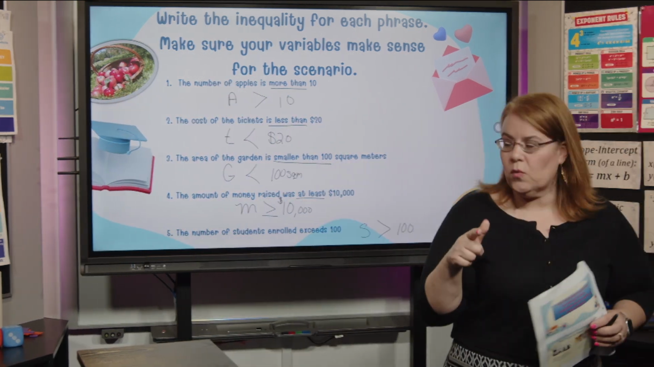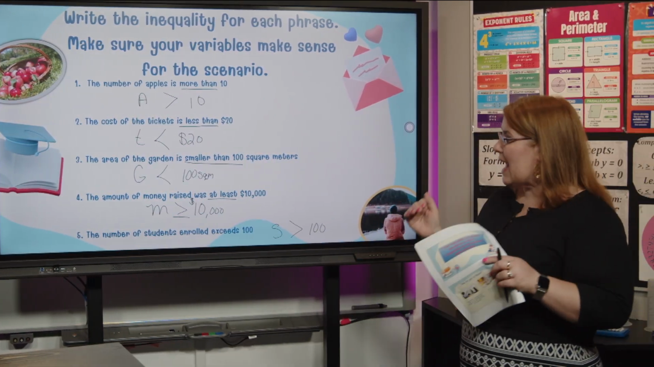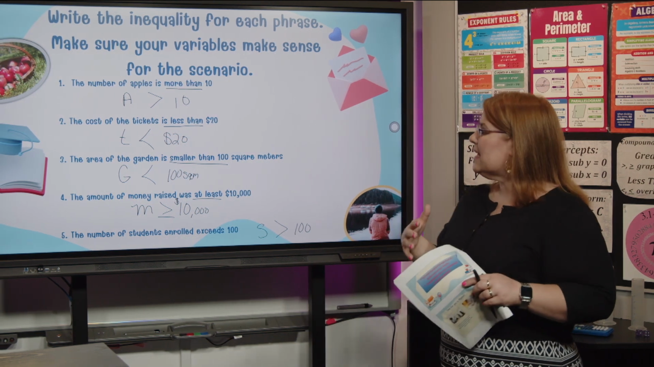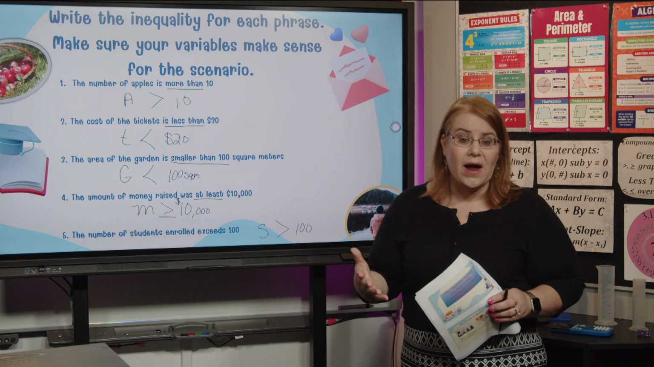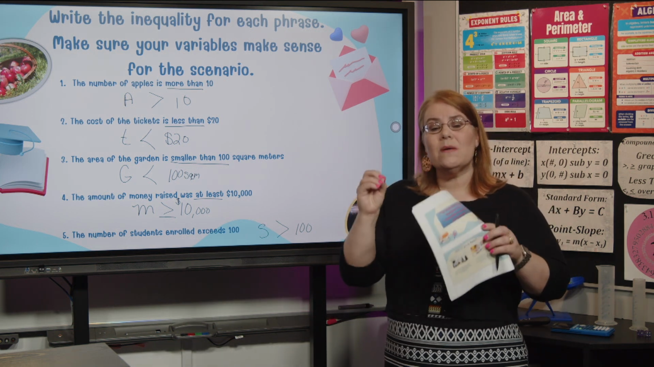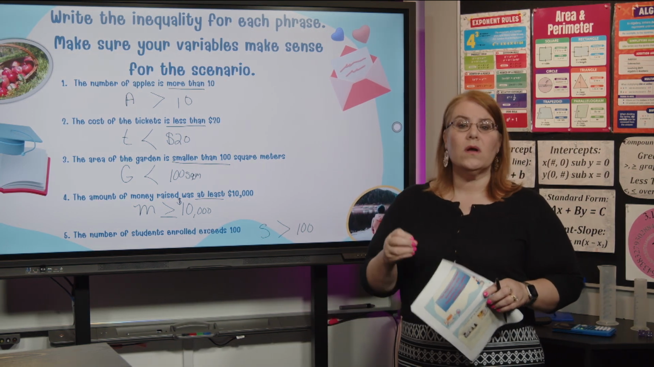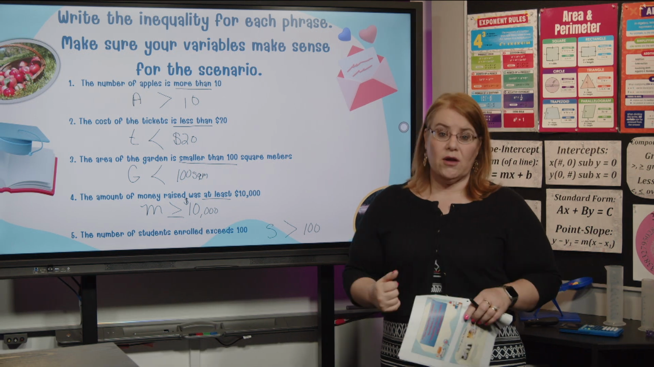Compare my work to your work. See if we used the same inequality symbols. Well, Ms. Killen, I didn't necessarily use A for apples. Maybe I used X for apples. That's fine, as long as it makes sense with the scenario. We want to make sure that we have usable variables. Good job.